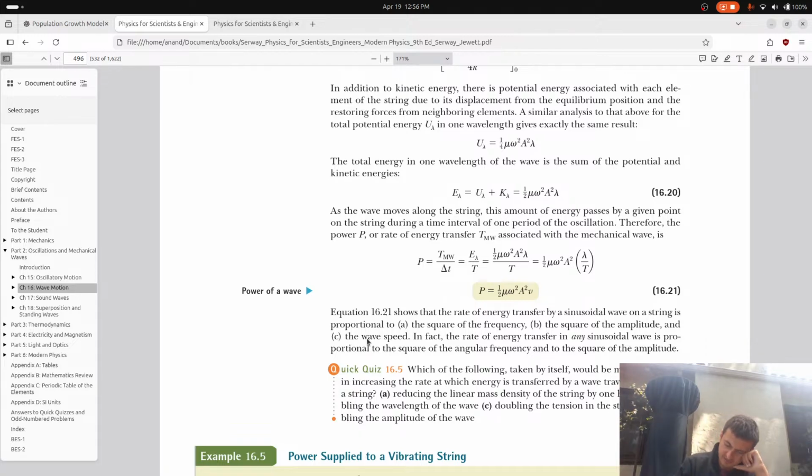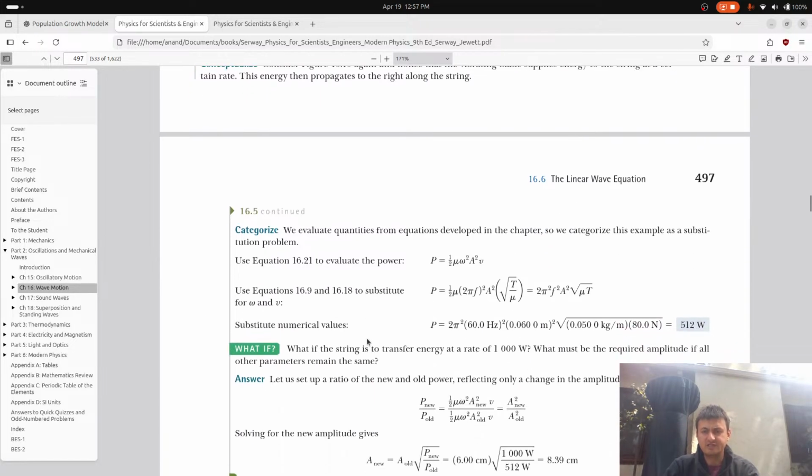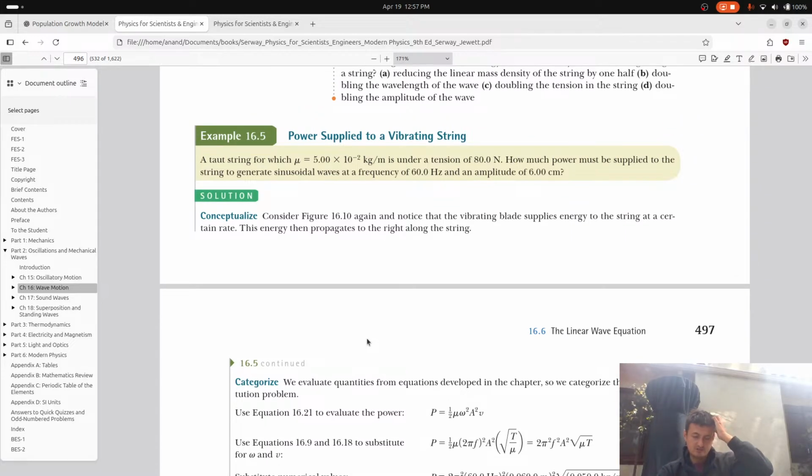Okay, so this is the energy, but then if we want the power, we just say that this amount of energy, E lambda, is transmitted in one period, which is capital T. So then we're going to get 1 over capital T times 1/2 mu omega squared amplitude squared lambda. And this ends up being 1/2 something times the wave speed. Okay. So that's way better than just plugging in these numbers. But let's just do the problem now.